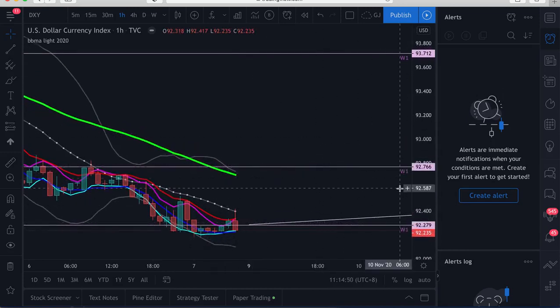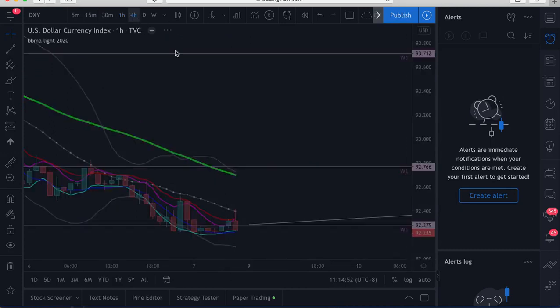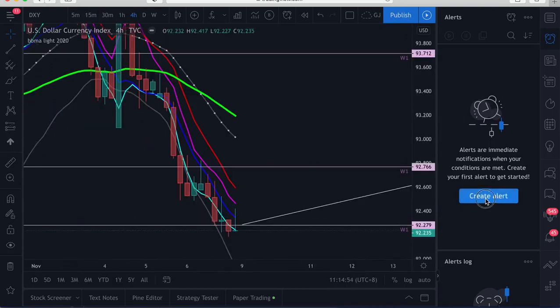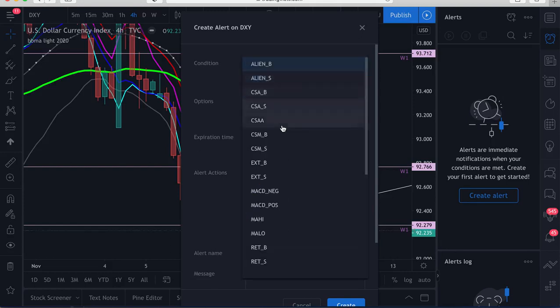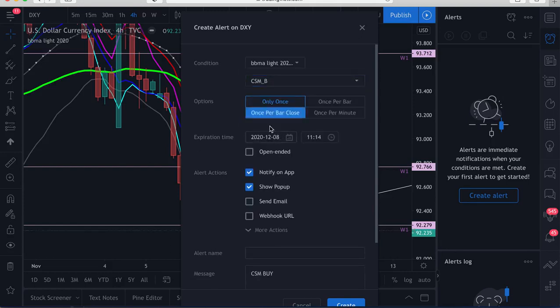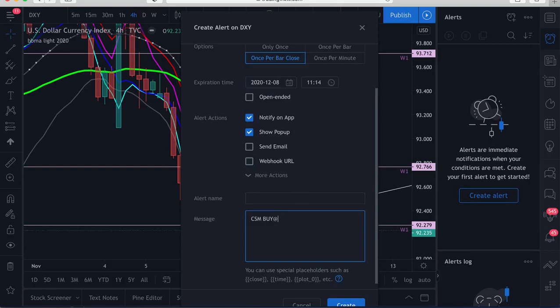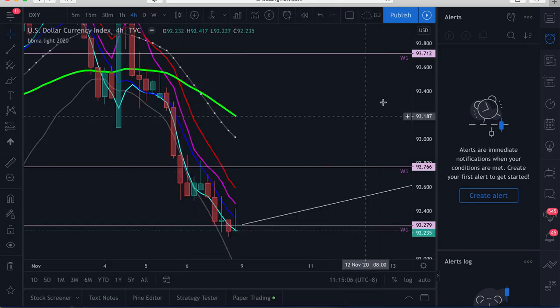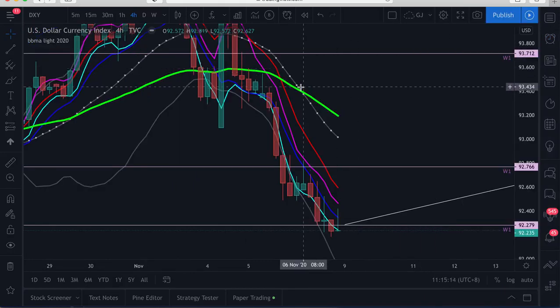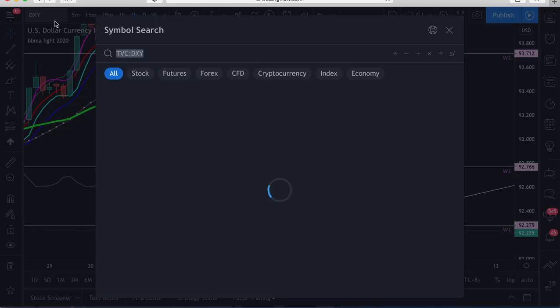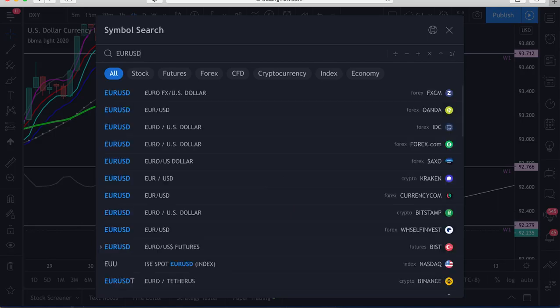So, of course, for this one, we will go to H4 and wait for CSM buy to happen to confirm our buy setup. CSM buy. And we want to make sure it's above EMA 50. Okay, so this will be our first alert for the week. Alright, so we're going to close this window and we're going to look for EUR USD.